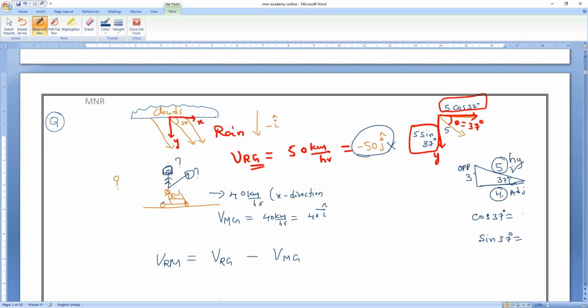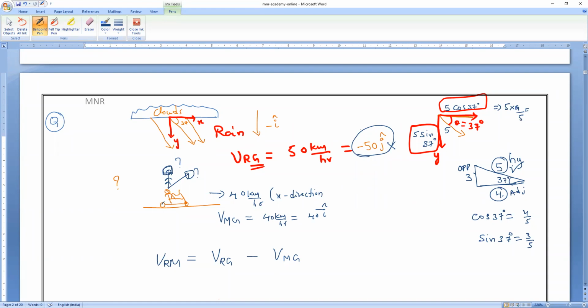Now tell me, cos 37 means what will come? 4 by 5. Sin 37 means what will come? 3 by 5. That's all. So substitute those values there. 5 into cos 37 means 4 by 5.